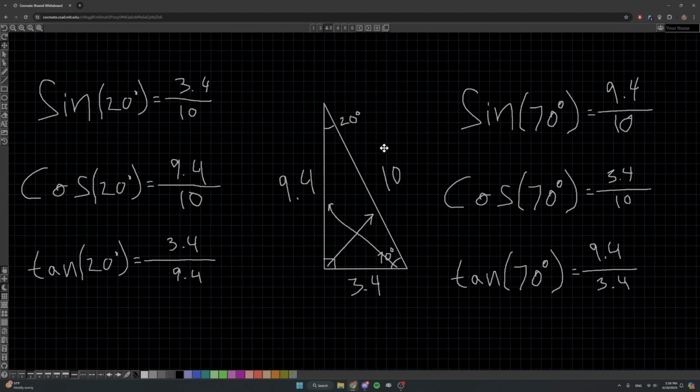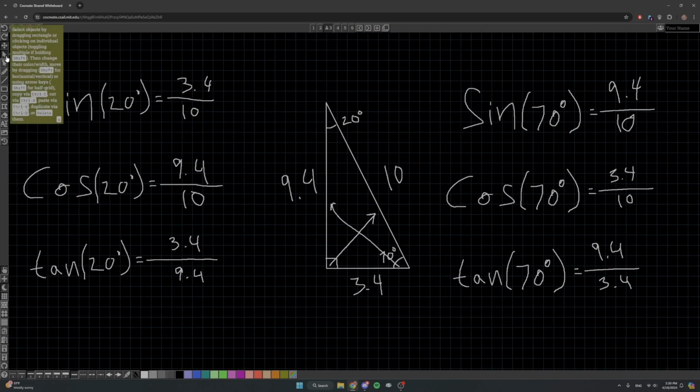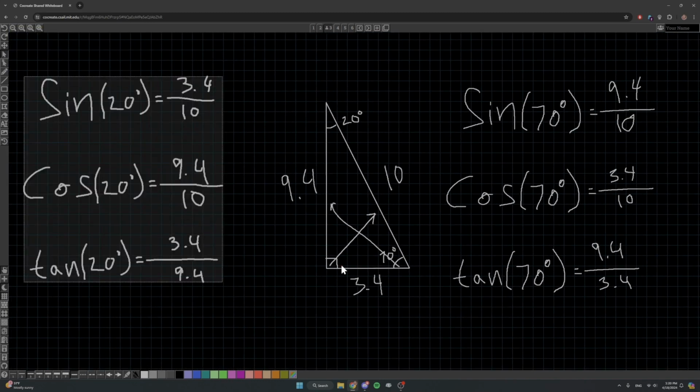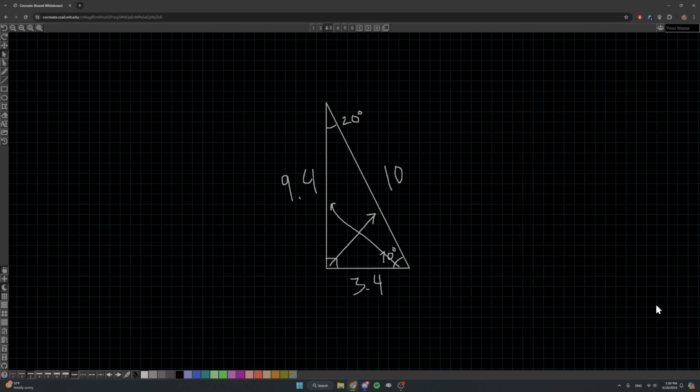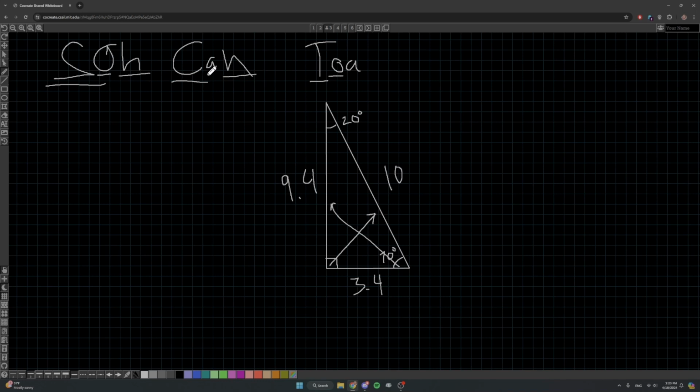So I guess to end it off, it would make sense to do this one more time and to also introduce a mnemonic to you. And this mnemonic is SOH CAH TOA. So S, C, T stand for sine, cosine, and tangent. O stands for opposite, H stands for hypotenuse, and A stands for adjacent.